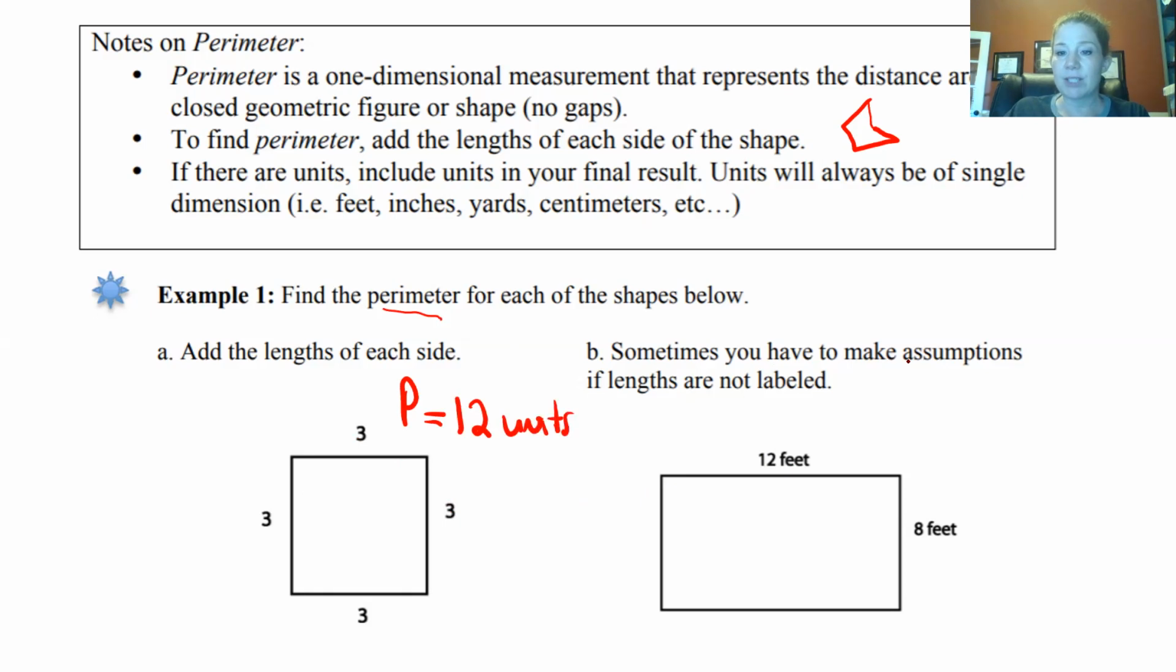All right, sometimes you have to make assumptions if lengths are not labeled. So for example, our rectangle, even though we only see 2 numbers, of course our rectangle has 4 sides. So if this side over here is 12 feet, we're going to assume that this side is 12 feet, 8 feet here, 8 feet here. So 8 plus 12 is 20. 20 doubled, the perimeter is 40 feet.